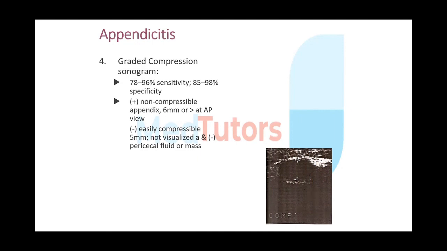Now, the ultrasonography, the ultrasound scan for acute appendicitis, has high diagnostic accuracy. You can see the sensitivity is 78 to up to 96%, and the specificity is 85 to 98%. Okay, what are the findings on ultrasound scan that suggest a patient has acute appendicitis?